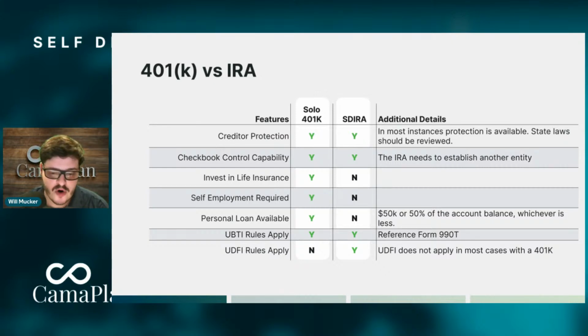Here's a comparison between 401ks and IRAs. The main difference here is 401ks tend to have higher contribution limits. You can also only take loans from 401ks. It's either 50% of the account balance or $50,000, whichever of those two amounts ends up being less. And lastly, UDFI rules, upon certain exceptions, do not apply to 401ks where they do apply to IRAs. UDFI stands for unrelated debt finance income. That's a tax that we're going to talk about towards the end of the presentation. So put that in your pocket and we'll address it a little bit later.